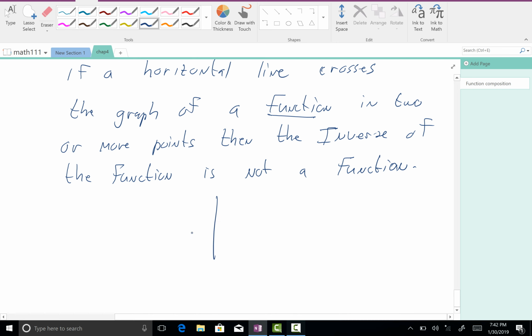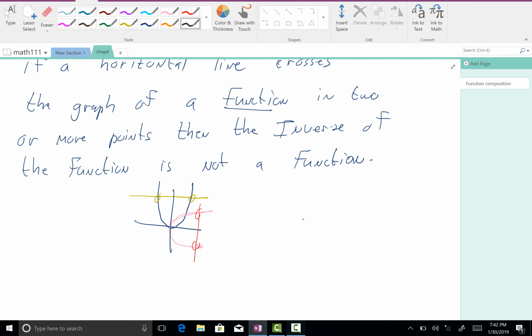So, in other words, if we have a parabola like this, a horizontal line touches it in two spots, that means that the inverse of this, which looks like this, is also not a function because it doesn't pass the vertical line test, which means we have to restrict so that we only have this part. Then when we do the inverse, we're okay. That's what the horizontal line test is.